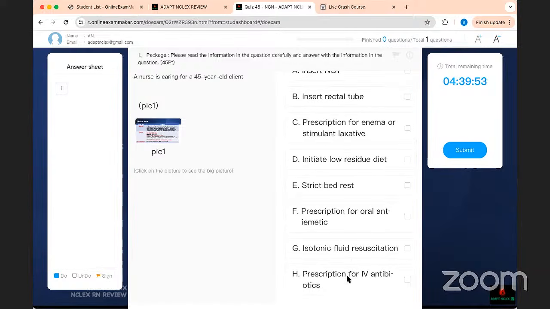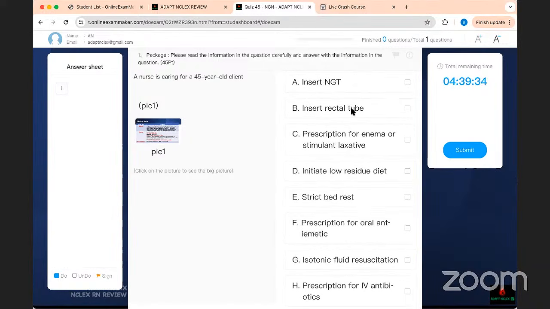So this is the information, but you have to make a diagnosis. I have not told you the diagnosis because I want you to figure it out yourself. If you know what this patient has, then how are you going to treat them? You put an NG tube in, you put a rectal tube, you give them enema, you give them a low residue diet, you let them remain at bed rest, you prescribe oral antiemetic, you give them isotonic fluid, or give them antibiotic. What do you think we should give to this patient?